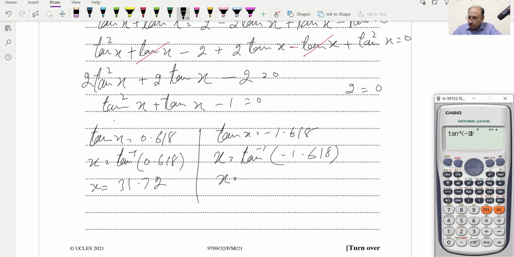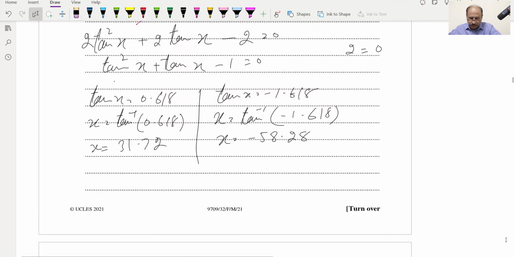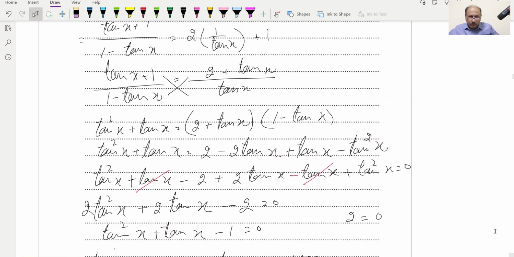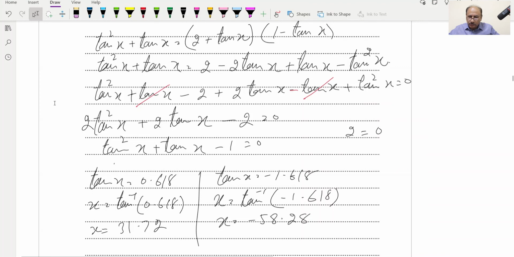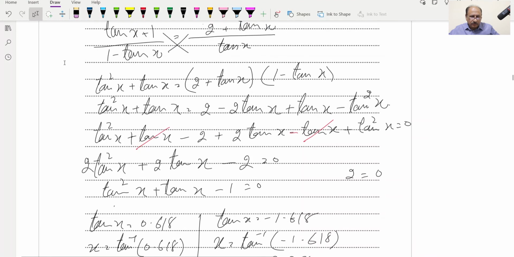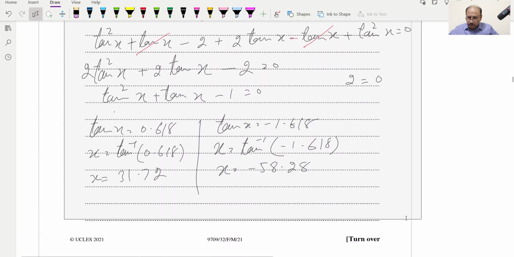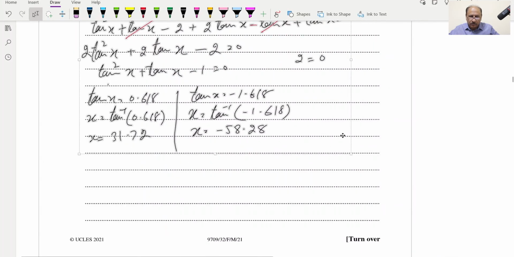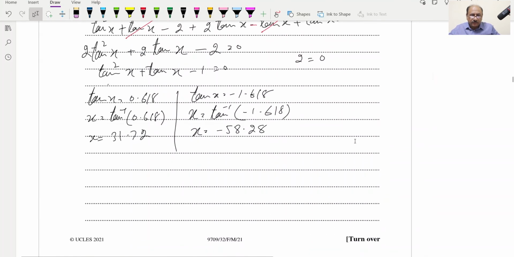minus 1.618, and this is equal to minus 58.28, minus 58.28. Now what we can do, we can reduce this one a little so that we will get space, and I can reduce this one over here, and this is done. And now we can check for the angle.